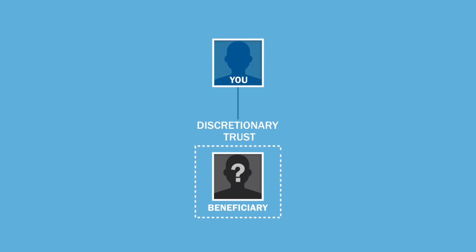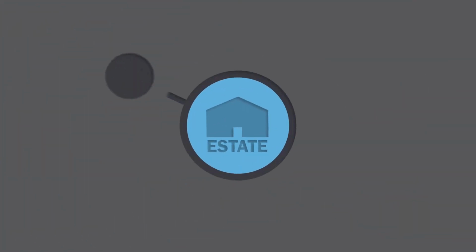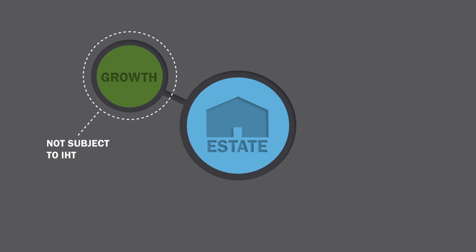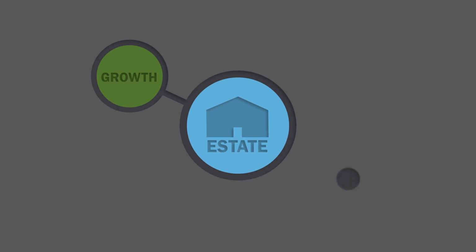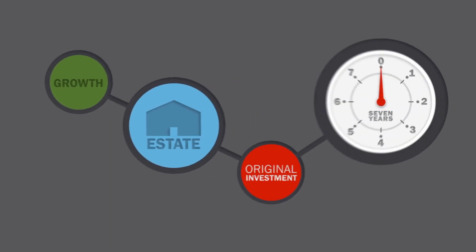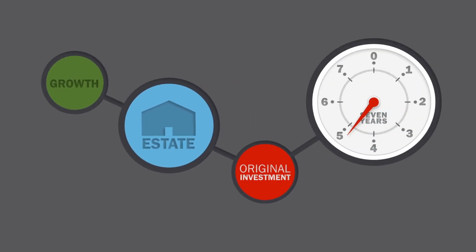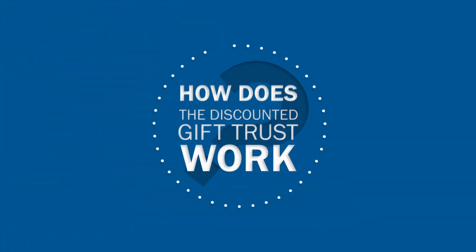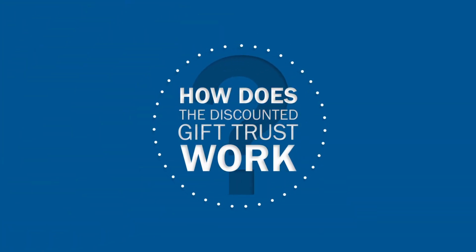The benefit of using this type of arrangement is that any growth on the investment is outside of your estate immediately, and therefore not subject to inheritance tax when you die. Part of your original investment is also outside of your estate immediately, with the balance outside after you have survived for a period of 7 years. So how does a discounted gift trust work? Let's look at an example.